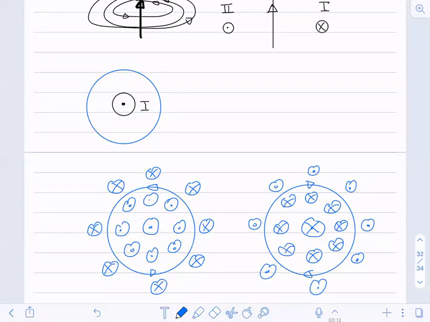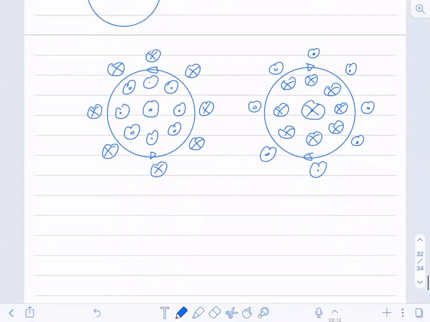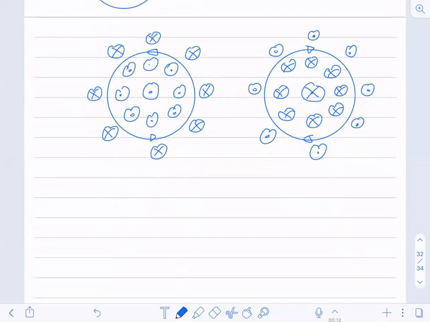Is it okay? I hope everybody has understood how to find out the direction of the magnetic field for a current carrying coil and straight wire. Is there anyone who is having any doubt in this?